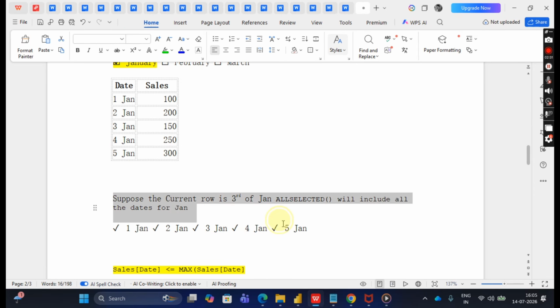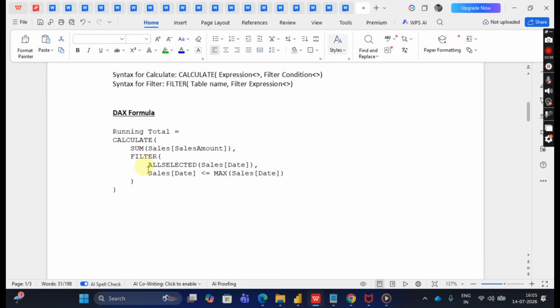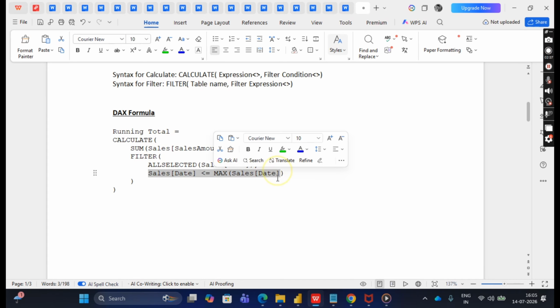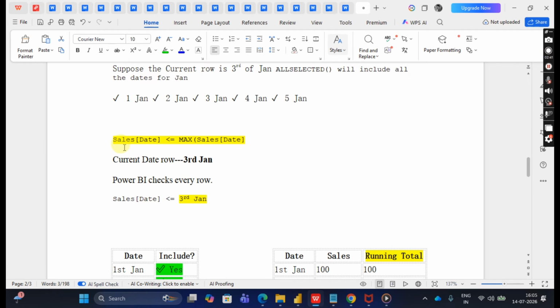Okay. So next we are using sales date less than or equal to MAX of sales date. So this is the logic that creates the running total. Okay. So Power BI checks every date and it keeps only those dates that are less than or equal to the current date. So let's understand this with our example.